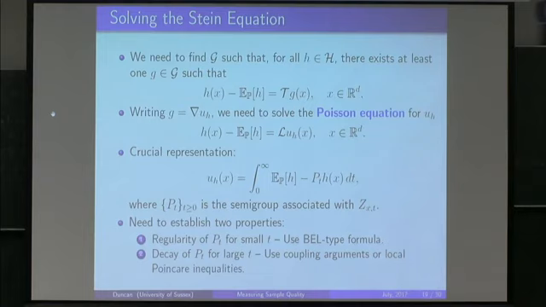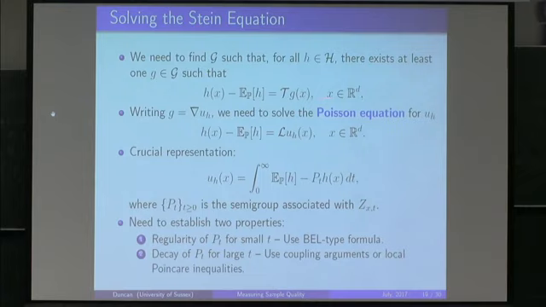Okay, so that's fine. We have our choice of operator. Our Stein operator is now done. So now the hard part is how do we choose this set of functions G? If you recall, we have to choose a set of functions G such that for all h in H, and remember H is the set of functions which are Lipschitz with Lipschitz constant less than or equal to 1, there exists at least one G in G such that it solves the following Stein equation.